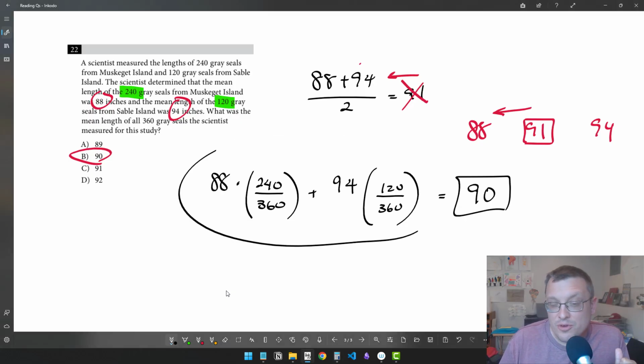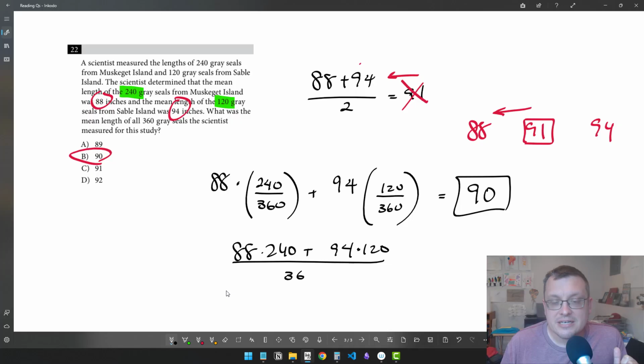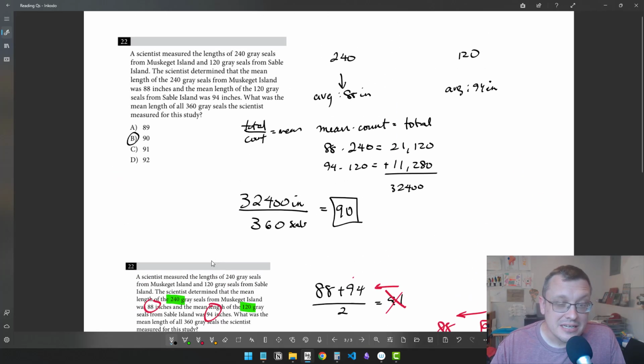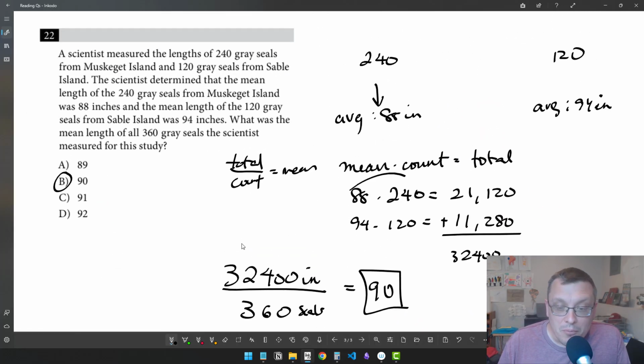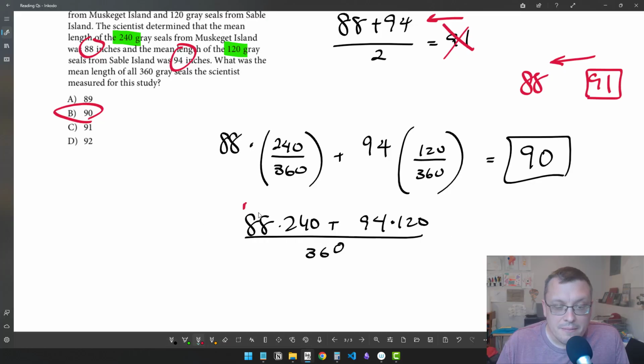If you look at what we did here, notice something interesting. If I rewrite this as 88 times 240 plus 94 times 120, all over 360, they've got that common denominator of 360. I take a look at this, and I realize this is exactly what we did in the first step, right? We multiplied those values, we found the sum, and we divided that by 360. This right here is literally the mean times the count and the mean times the count. It's the exact same thing.